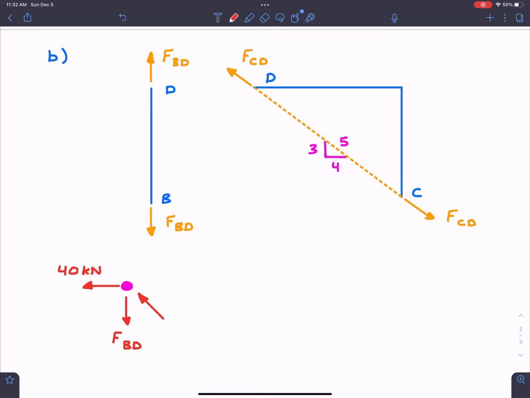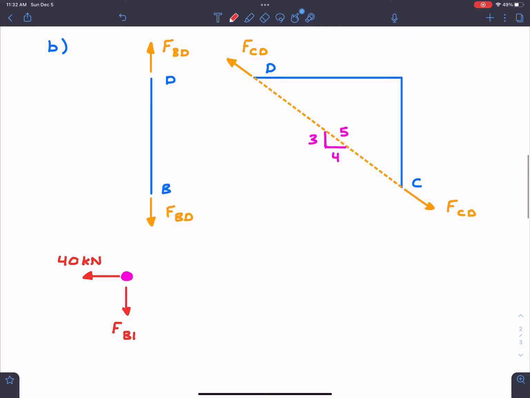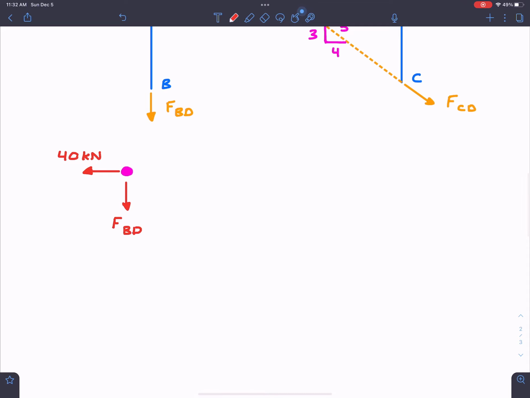Actually, that would be the opposite. Oops. That would be the opposite direction of what I wanted. I write sideways, so it's kind of hard. I have to flip the iPad around each time I want to reorientate everything. We have FCD.